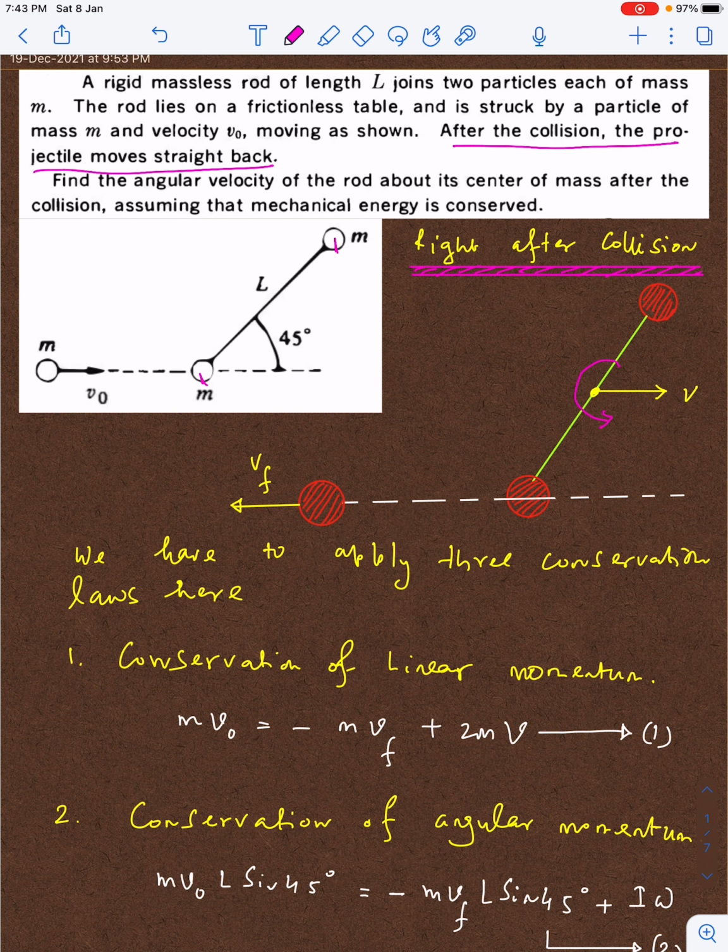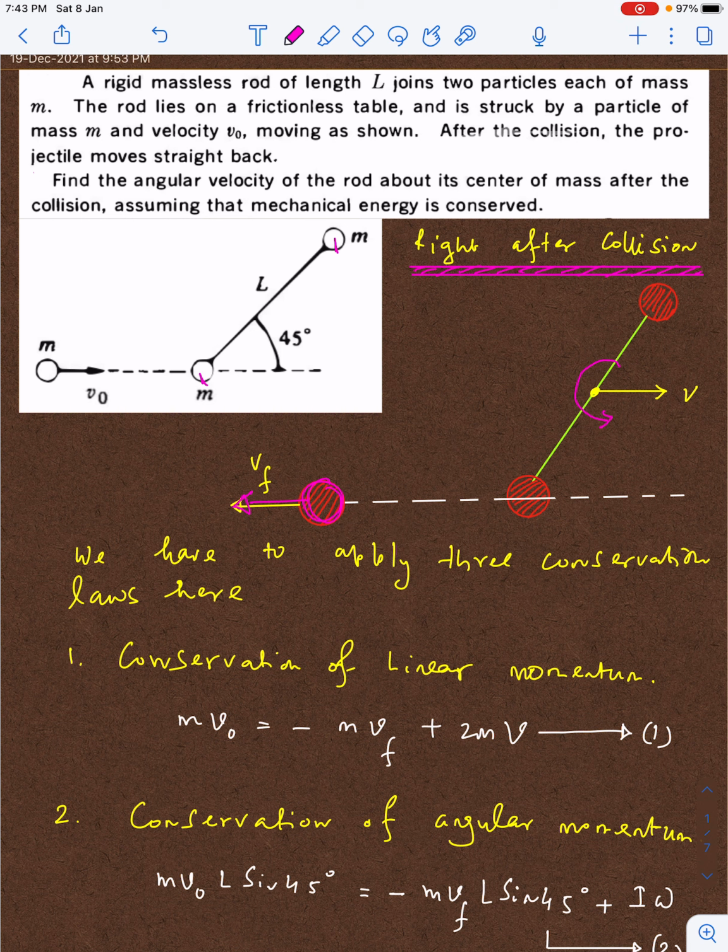That means right after collision, this mass m will move back with some velocity. They did not mention what that velocity is, so we cannot speculate about it; we have to see it scientifically. They are asking us to find the angular velocity of the rod about its center of mass after collision, assuming that mechanical energy is conserved.